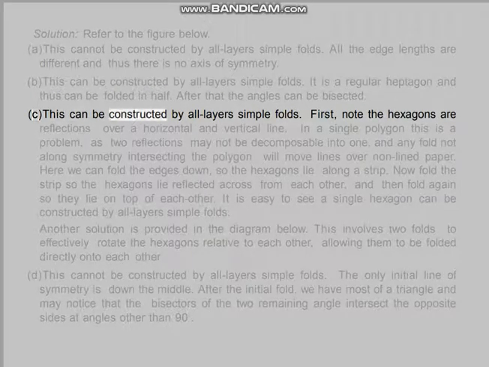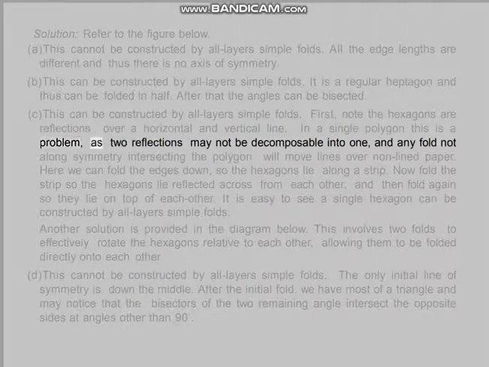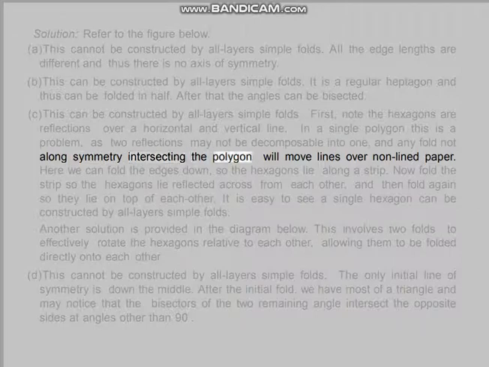C. This can be constructed by all layers simple folds. First, note the hexagons are reflections over a horizontal and vertical line. In a single polygon, this is a problem, as two reflections may not be decomposable into one, and any fold not along symmetry intersecting the polygon will move lines over non-lined paper.